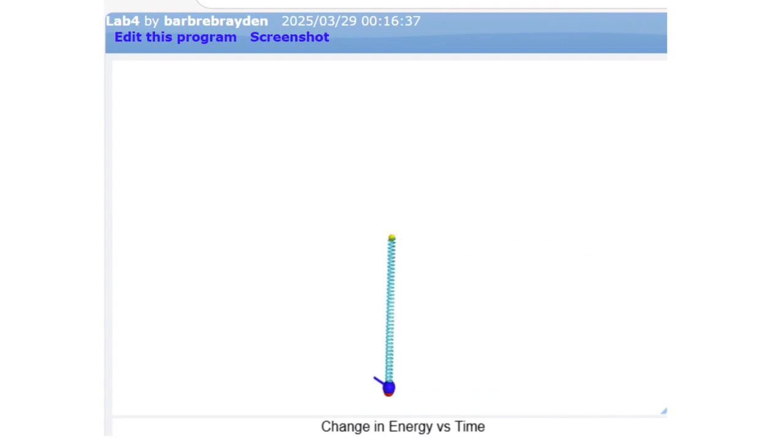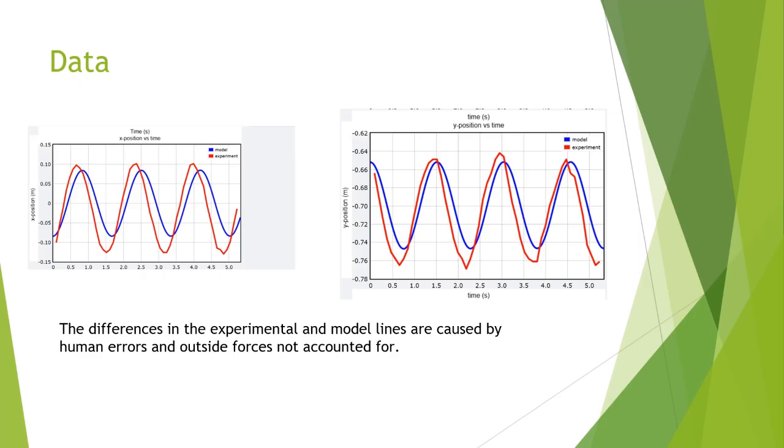And here's the video given by the GlowScript code. The red ball is the observed data from Tracker, and then the blue ball is the model given by GlowScript. And here's some data given from the GlowScript code. This first one here is the X position, with the blue line being the model and then the red line being the experimental. And here's the Y position, with the same blue line being the model and red being the experimental. They are similar, but some differences in the experiment and model lines are caused by human errors and outside forces that were not accounted for in the code.